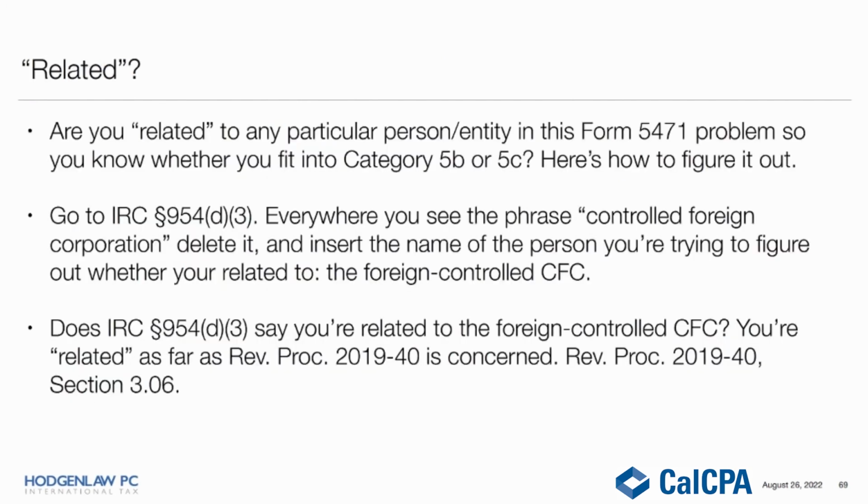Let's go on to this other one, the related question. So are you related or not? The Rev. Proc. tells you to go to section 954(d)(3). So they pulled a thing out and they said, take that paragraph, and anytime you see the phrase controlled foreign corporation, delete it, insert the name of the person you're trying to figure out, and see how it reads. And if it says you're related under that definition of related, then you're related, and if not, not.